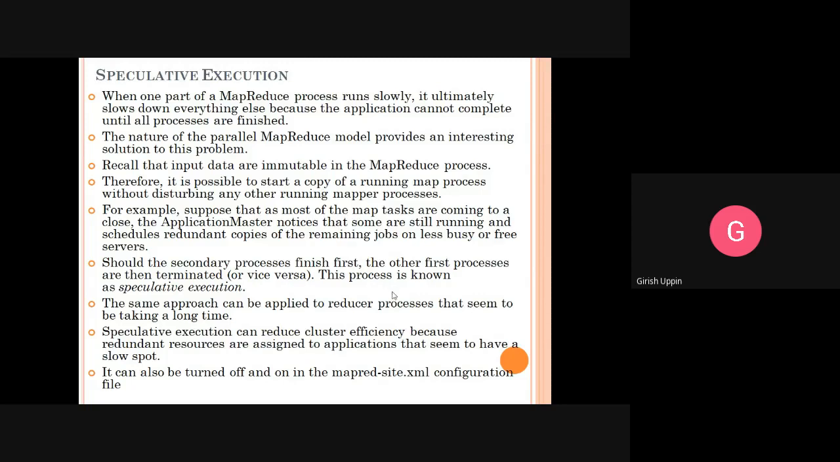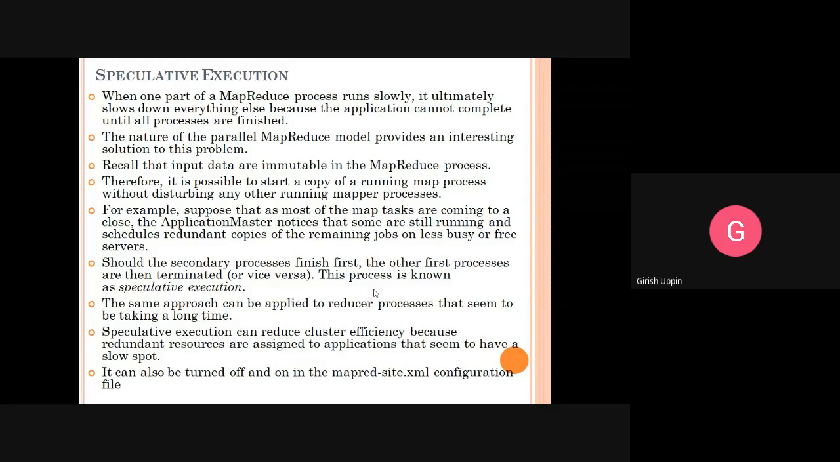This process is called speculative execution. In simple terms, the application master feels that certain processes are running slow, so it creates a duplicate of that process. It could be a mapper, a reducer, or any other process. This process does exactly the same work as the one the application master thinks is running slow. Then whichever gives the result first, that result will be taken, and the other one will be terminated. That is how speculative execution works.